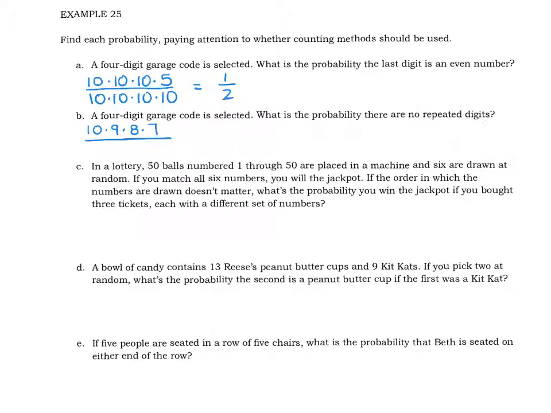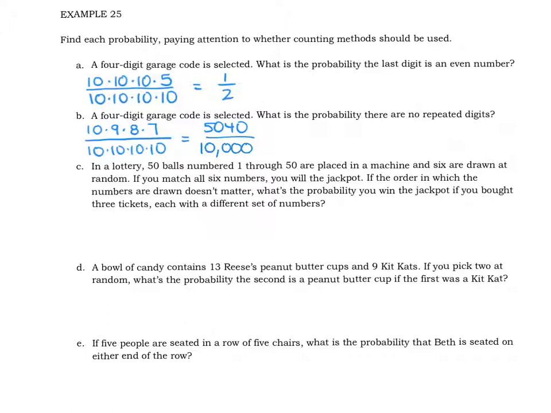And the denominator is, I just need, again, a 4-digit garage code. It doesn't matter whether I've repeated the digits or not. So 10 times 10 times 10 times 10. I'm not going to go through any of the reducing here. This is just a little easier to go ahead and multiply straight across. So 5,040 over 10,000. And again, no need to reduce. Just leave it as is.